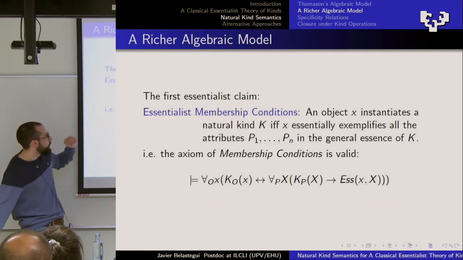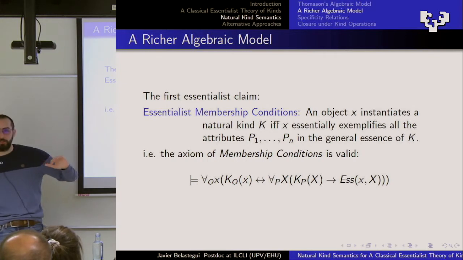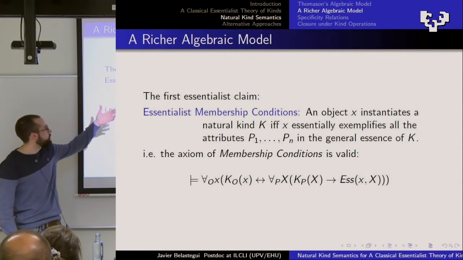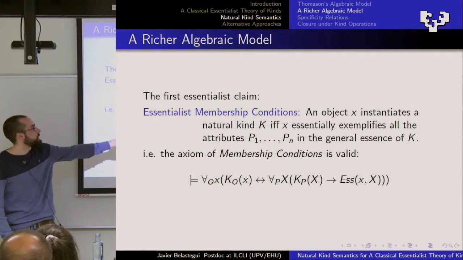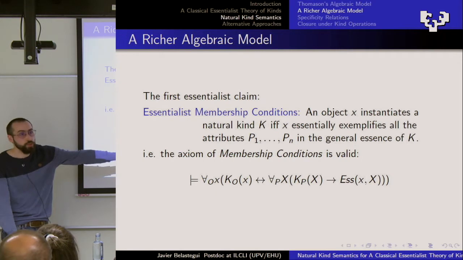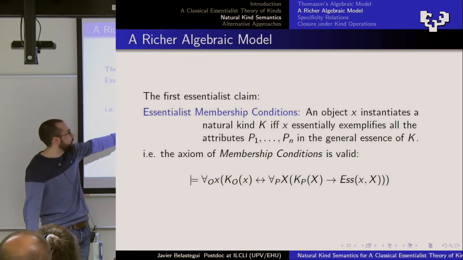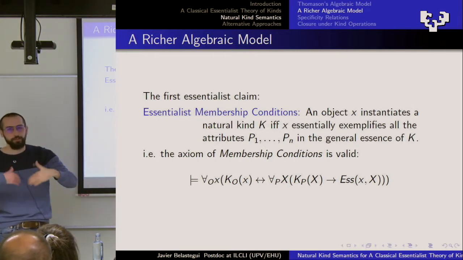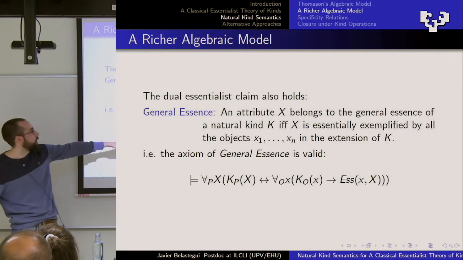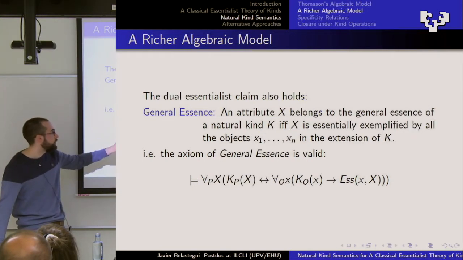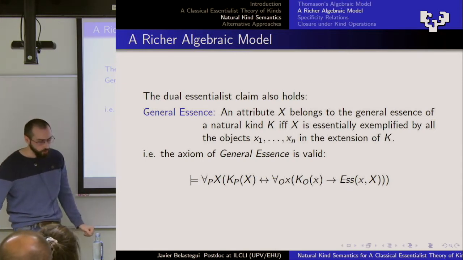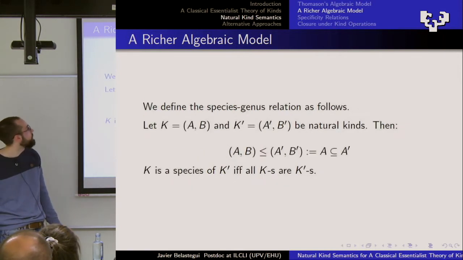Now we can go on checking that the main theses of essentialism are preserved in the model. For instance, an object belongs to a kind if and only if it has essentially all the properties in the essence of the kind. That basically is the axiom of membership conditions I gave you, and one could check that this is actually valid under the definitions of validity and so on that I haven't given you yet. And the dual is true in every model also. So an attribute belongs to the essence of a kind if and only if it is had essentially by all the objects in the extension of the kind.